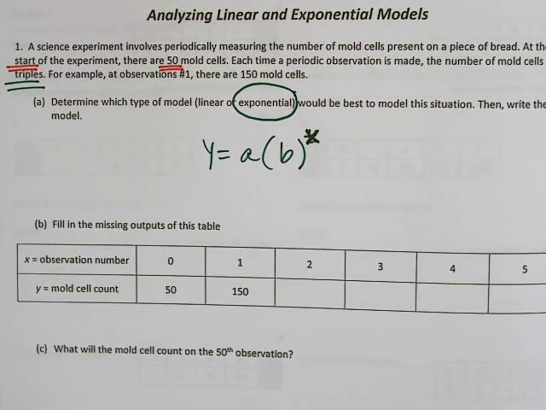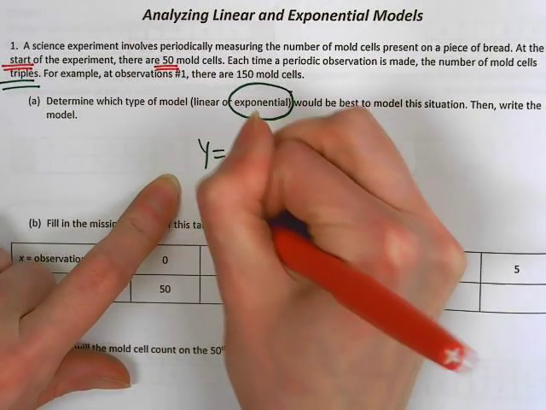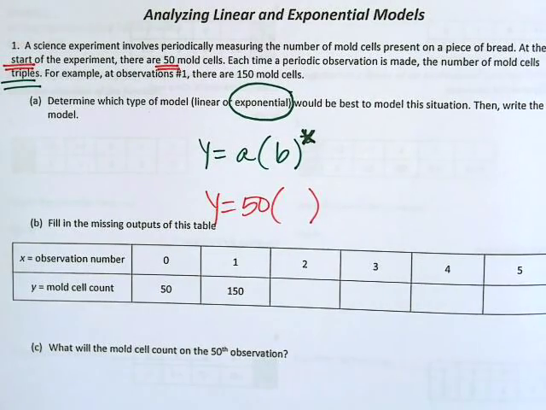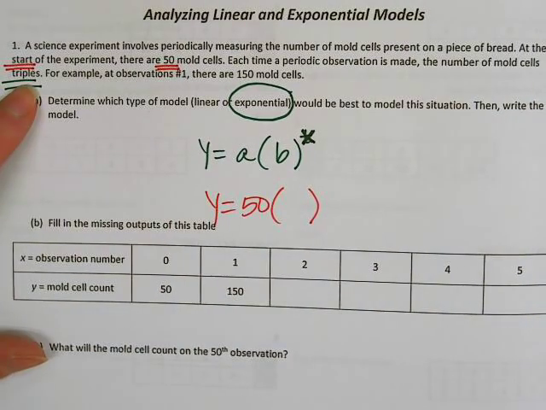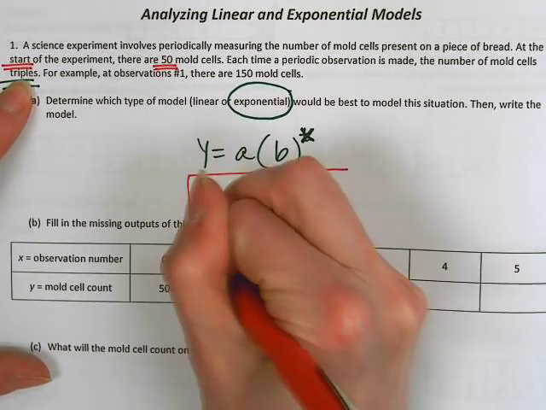Okay, so what do we plug in for what? A is the starting value, so 50. So it's y equals 50. B is the doubles or triples. So if it's triples, it's going to be 3 to the x power. So this is your model.